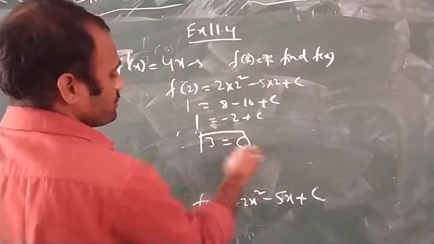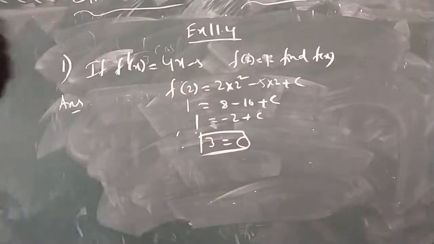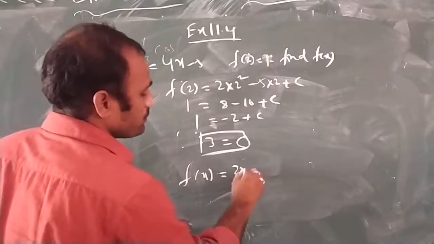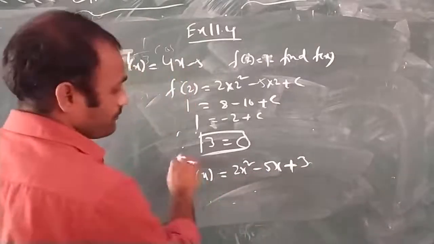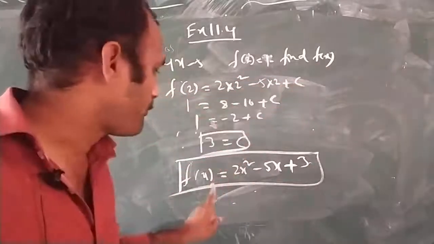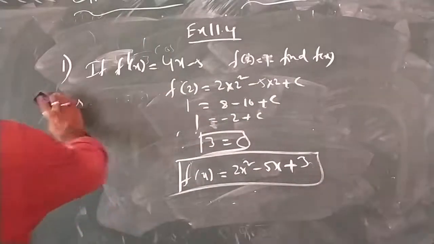C is equal to 3. Therefore the function is f of x equals 2x square minus 5x plus 3. So he is asking us to find f of x, and we have found it. Let us see another question of the same type.